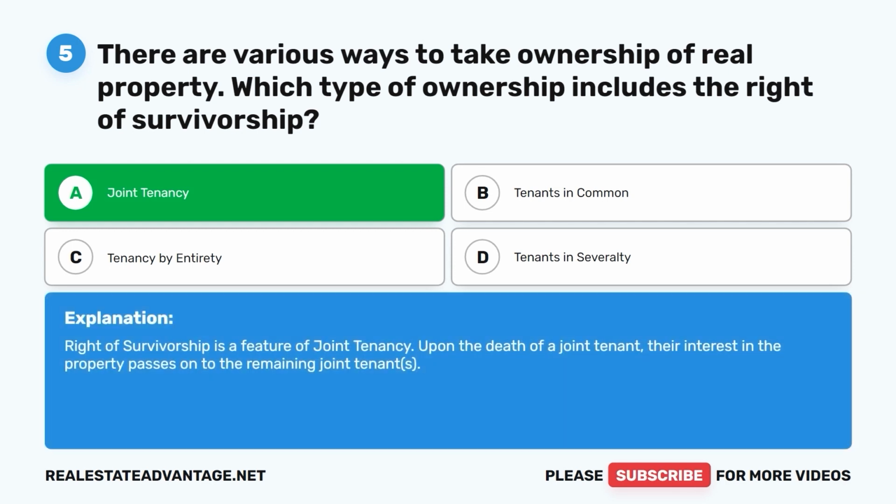Right of survivorship is a feature of joint tenancy. Upon the death of a joint tenant, their interest in the property passes on to the remaining joint tenants.